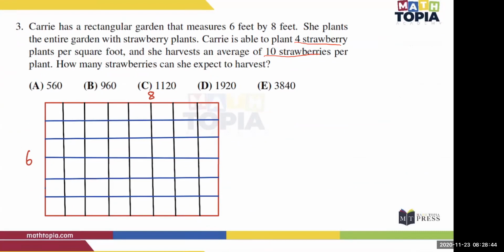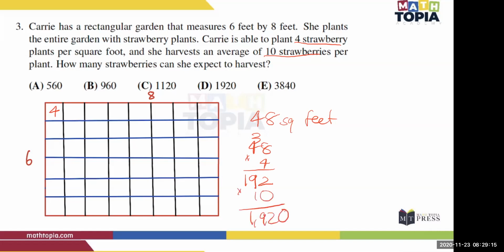Here we have a 6 by 8 garden. 6 times 8 is 48, so the area of the garden is 48 square feet. Each one of these squares here has 4 strawberry plants. So to see how many strawberry plants her garden has, we multiply 48 by 4. This is 192. Now, each plant has 10 strawberries. So we multiply 192 times 10, which gives us 1,920, which is how many strawberries she can expect to harvest.